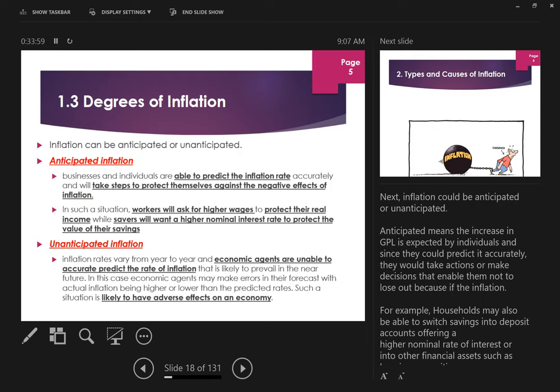Okay, with this, I'm going to give you a 2-minute bio break. Now it's 9:08. I'm going to resume at 9:10. We'll be moving on to the next segment, which is the types and causes of inflation.